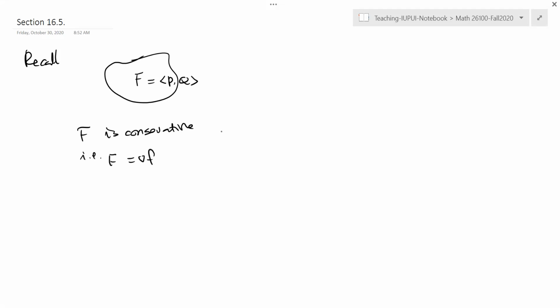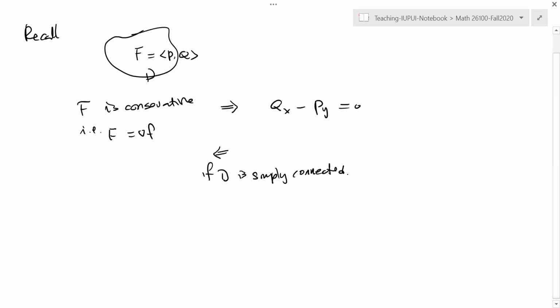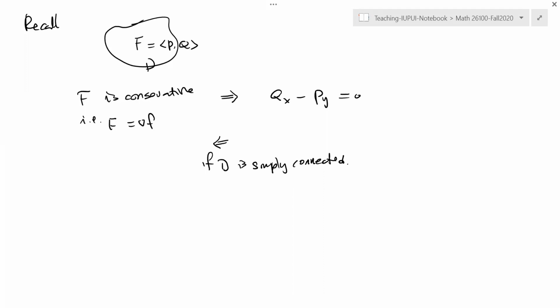It implies that Qx minus Py is going to be 0. Conversely, it's not true in general, but we say this is also true if the domain D is simply connected. It's not always both sufficient and necessary.